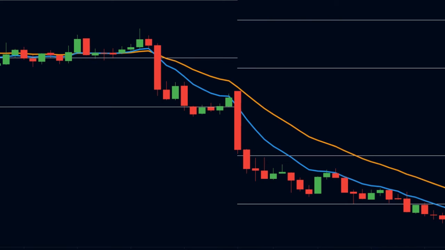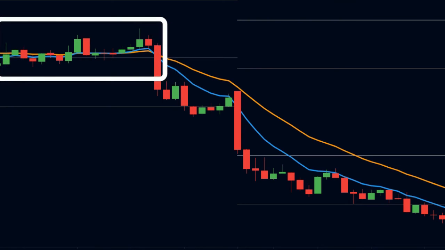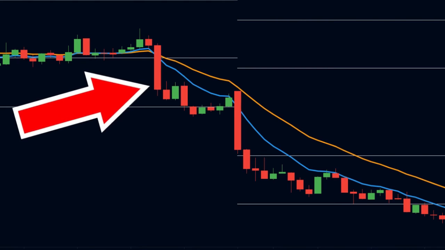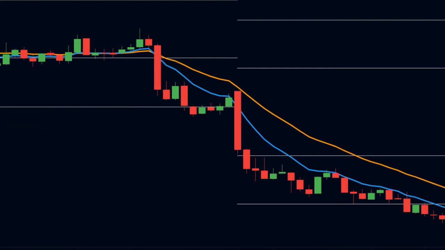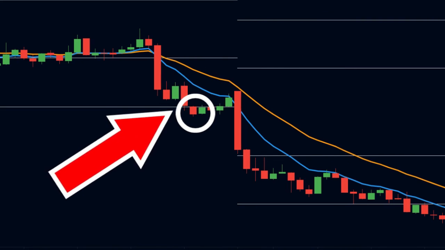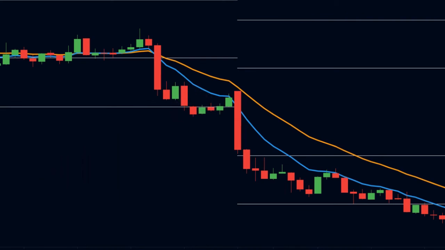Here we can see that the price was in a sideways trend on the previous day. But towards the end of the day the price started making lower lows. Due to this, we see that the moving averages slope downwards, and the 9-period EMA stays below the 21-period EMA. As you can see, here we had a selling opportunity. The moving averages indicate a downtrend, and the price broke this pivot point with this candle. This was a selling opportunity.